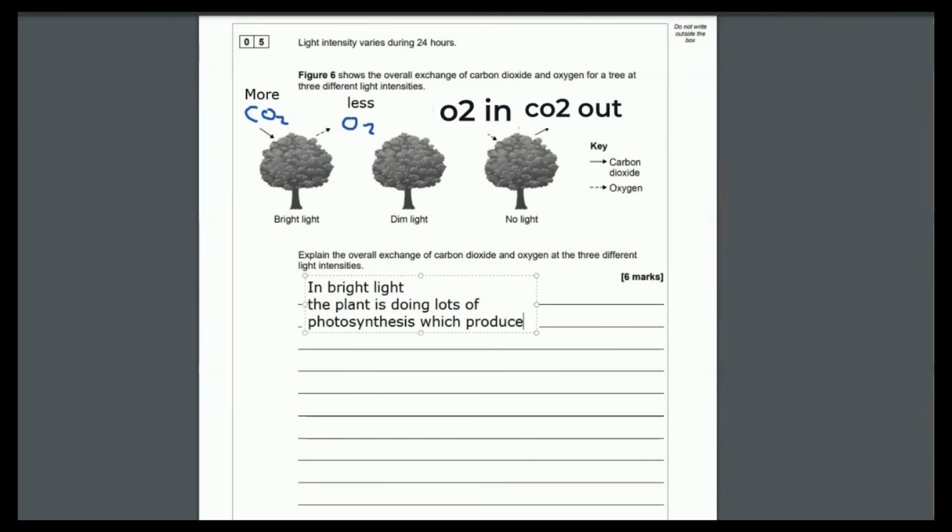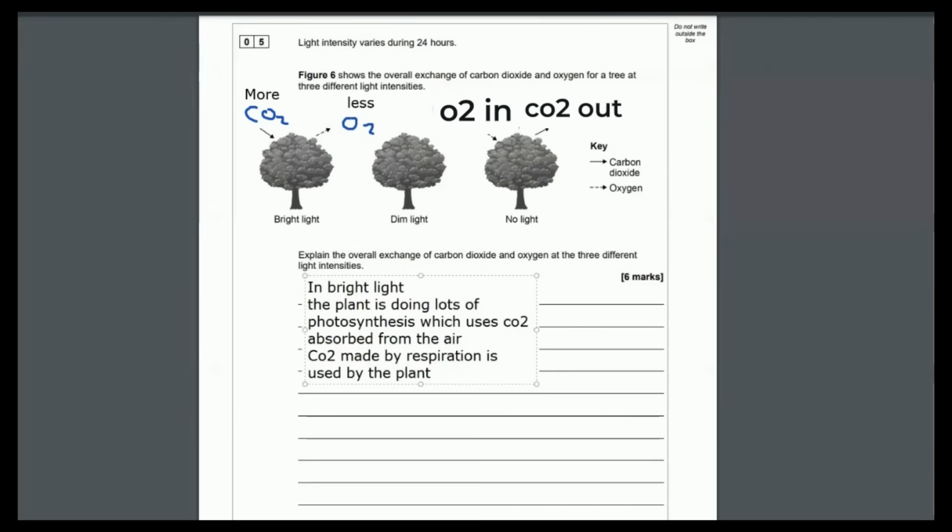So we've got in bright light, the plant is doing lots of photosynthesis, which produces some oxygen. So we've got some oxygen coming out. Of course, the plant is still respiring. So some of that oxygen is used up. And the plant is doing lots of photosynthesis, which uses CO2. So we've got a lot of CO2 being brought in, shown by the solid black line, lots of CO2 coming in and being absorbed from the air.